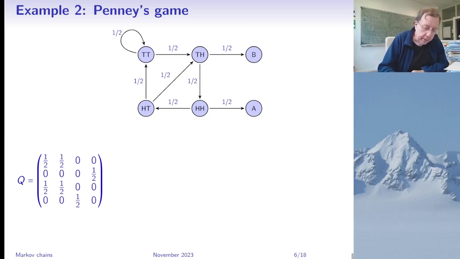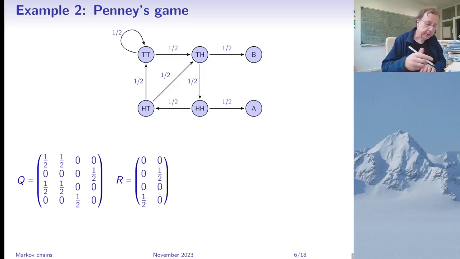And if I write this in the standard form, the Q matrix has the following form. So here I have numbered the states like this, so that is state 1, state 2, state 3, and state 4. So from state 1 I go back to state 1 with probability 1/2, and to state 2 with probability 1/2, and I do the same for the other states. The matrix R has the following form. So here I have put the states A and B, and states 1, 2, 3, 4. The only non-zero elements are from state 2 to B, which is here, and from state 4 to A, which is here.